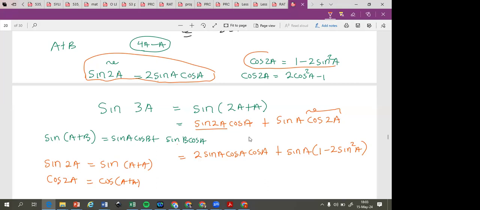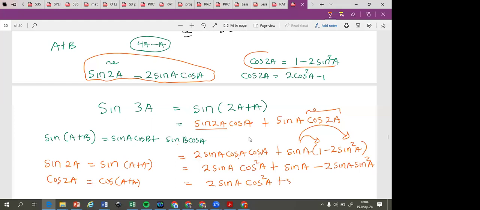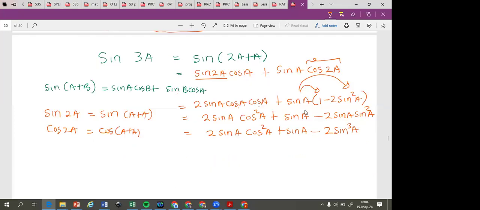Yes. Okay. So now we shall have 2 sine of A, then cos A times cos A is the same as cos squared A. Plus, you open your bracket. Sine A multiplies there, sine A multiplies there. So you have sine of A minus 2 sine A sine squared A. So this will give you 2 sine A cos squared A plus sine A minus 2 sine cubed A. When you look at what you are remaining with, the odd one out is cos squared A.